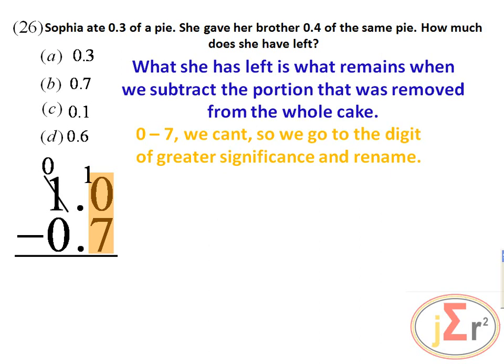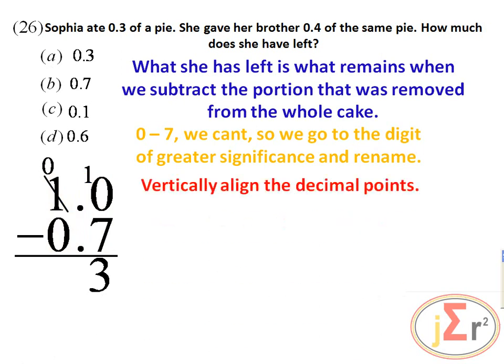So there we have it. 10 minus 7, because that's what we have now. 10 minus 7 is equal to 3. What do we say next? Bring down the decimal point. Right, the decimal point must be placed vertically aligned with the others. So vertically align the decimal points.